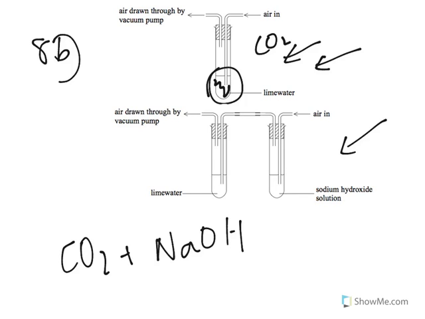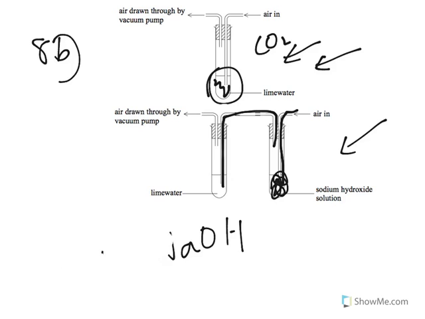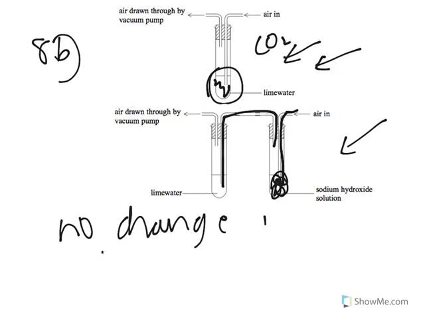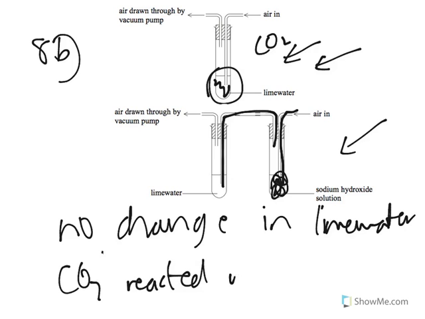So that means that if we put all of this carbon dioxide solution into sodium hydroxide, all of the carbon dioxide is going to react, meaning there's not going to be any more carbon dioxide to go through into the lime water to turn it milky. So there will be no change in the lime water, right? And the reason for this is that the carbon dioxide reacted with sodium hydroxide to form, obviously, sodium carbonate and the other thing, which was, wait, let me just check, water.